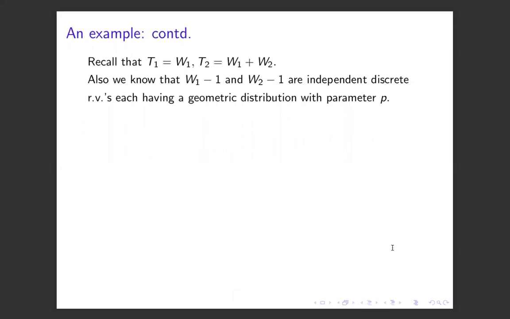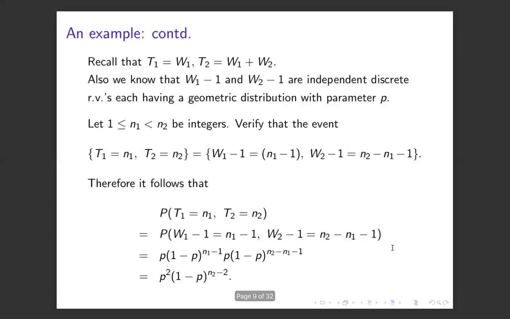Now, from our earlier discussion, recall that W1 is the same thing as T1, and T2 is precisely W1 plus W2. Also, from our earlier discussions, we know that W1 minus 1 and W2 minus 1 are independent discrete random variables. Each has a geometric distribution with parameter P. Now let N1 and N2 be integers greater than or equal to 1, and also N1 is strictly less than N2.